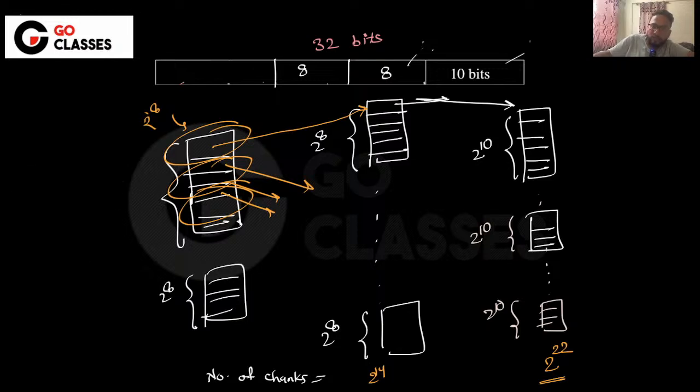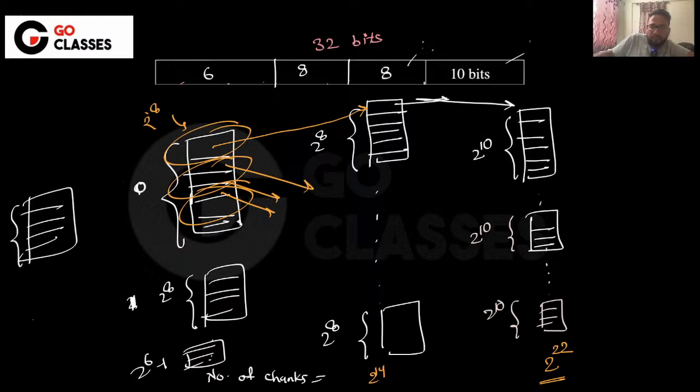So this is chunk number 1, chunk number 2, like that. There will be a total of 2 power 6 chunks, if I start from 0. Each will have 2 power 8 entries. So which means at the last level you have 2 power 6 entries, and there is just one chunk, right? So that's what this address split means.